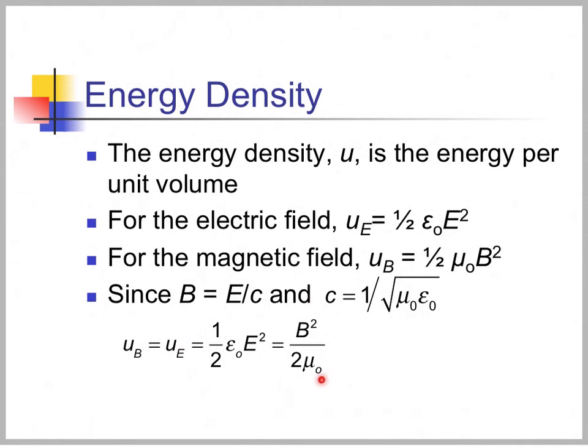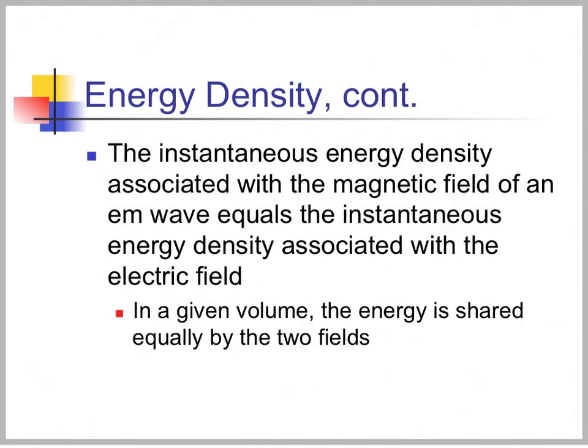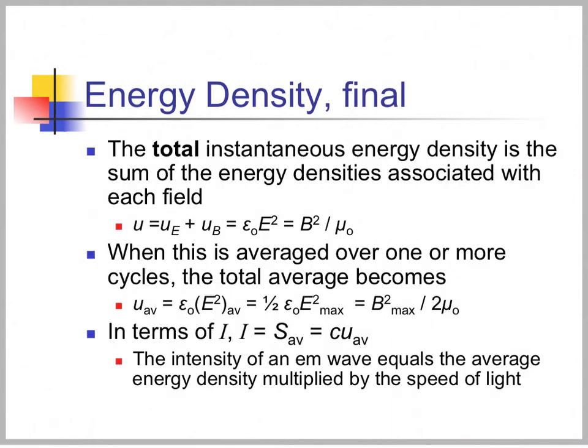So the instantaneous energy density associated with the magnetic field of an EM wave equals the instantaneous energy density associated with the electric field. So in a given volume, the energy is shared equally by the electric and magnetic fields. The total instantaneous energy density is then the sum of the two energy densities. And since they're the same, it's either going to be epsilon naught E squared or B squared over mu naught.